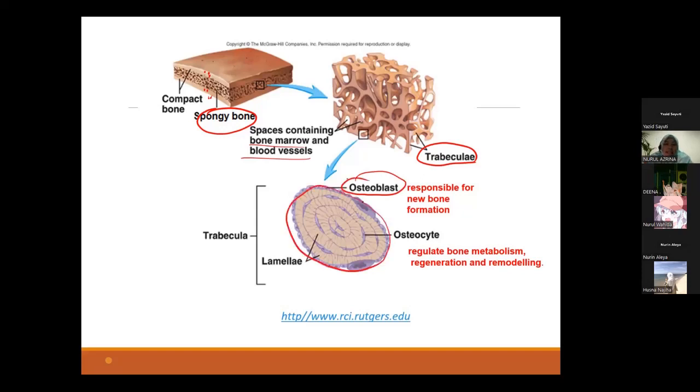There are osteoblasts. The function of osteoblast is to form new bone, right? The osteocyte in lacunae, within the matrix, or the lamella, regulates metabolism of the bone, regeneration of the bone, and repairing of the bone. If our bone breaks, usually the osteocyte works harder. So osteocyte regulates bone metabolism, regeneration, and also remodeling.